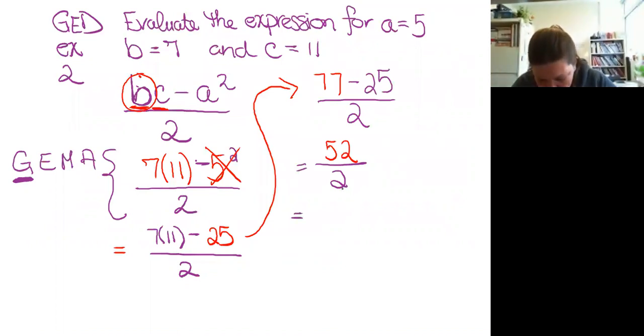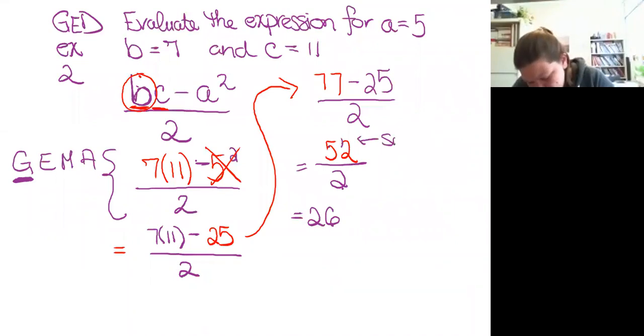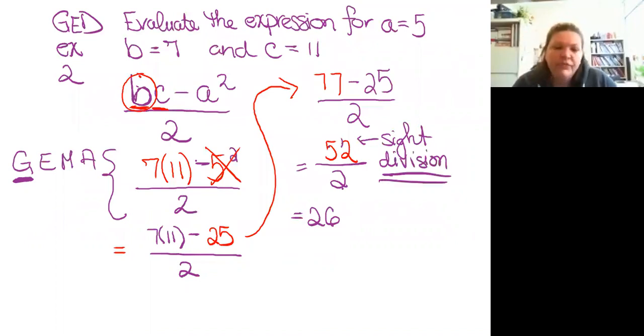2 goes into 5 twice, remainder 1. 2 goes into 12 6 times. That's called sight division, by the way, ladies. I have a video on it on YouTube. It's beautiful. If you don't know how to do it, I highly suggest you watch that video. It's fun. Okay. And so this is now simplified. I've done all the math that I could do. I've obeyed all the operations I could obey. Does that make sense?